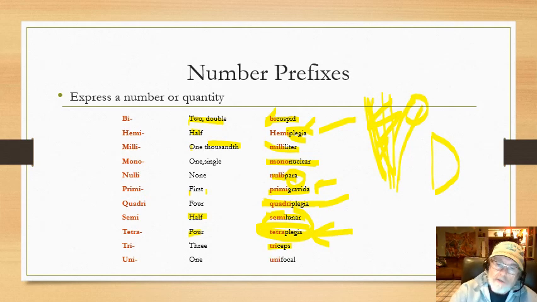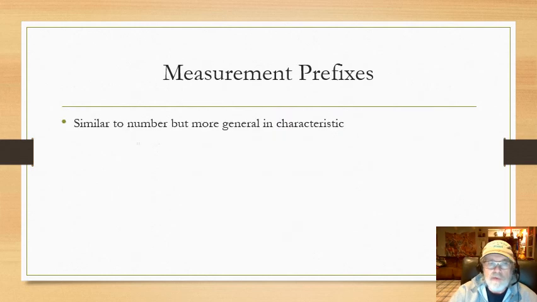And uni also means one, just like unifocal, one focus. Okay. So these are some number prefixes, and they're commonly used. We'll see these over and over and over again. Okay. We have some measurement prefixes. These usually tell more about volume or the amount, as compared to actual number like we talked about before.